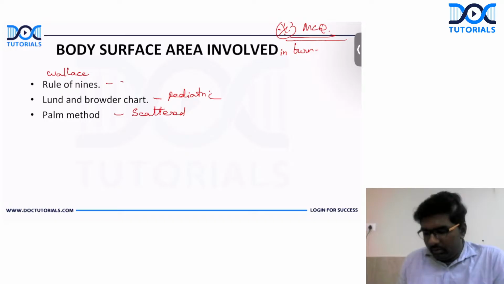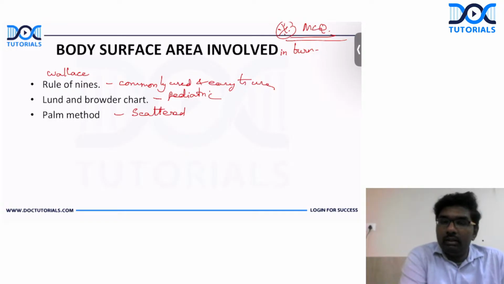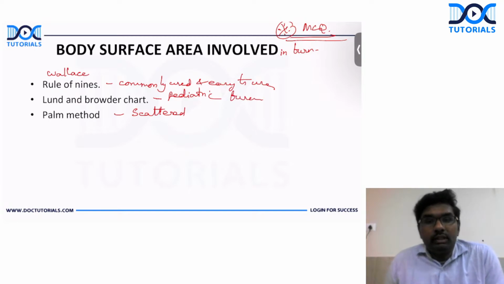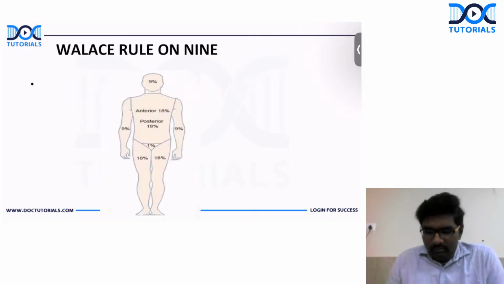Rule of 9 is very commonly used and is easy to use. The palm method is commonly used for scattered burns, and the Lund-Bruder chart is commonly used in case of pediatric age group burns. And the Wallace rule of 9 is commonly used and is easy to use for all.